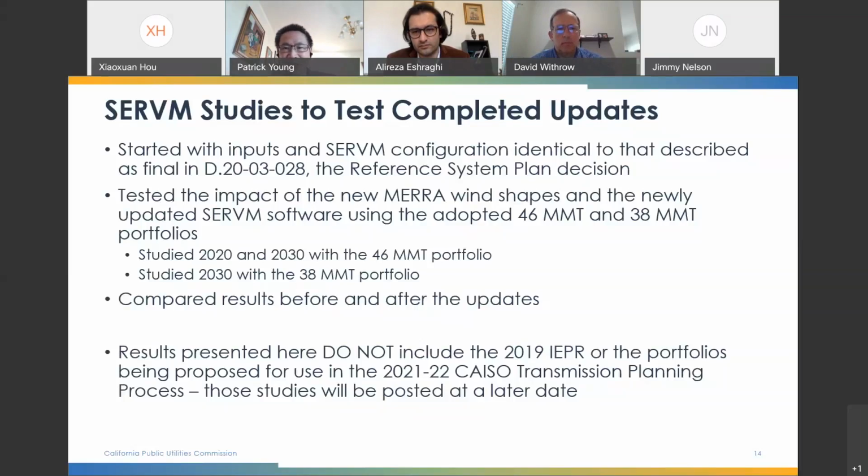One final note on this slide: I mentioned we had some updates that are in progress. So I just wanted to be absolutely clear here that the results I will show the audience shortly do not include the 2019 IEPR, and do not analyze the portfolios being proposed for the upcoming 21-22 CAISO transmission planning process. We will present those results at a later date.